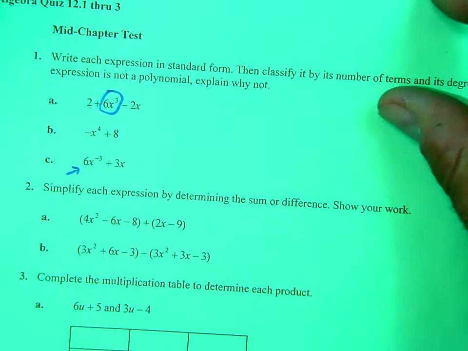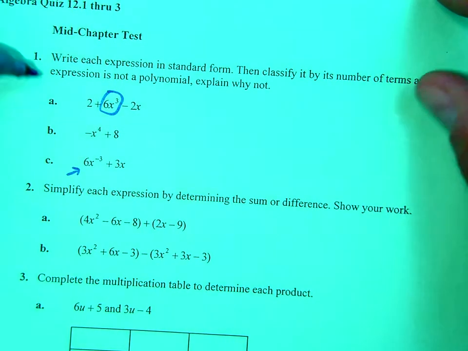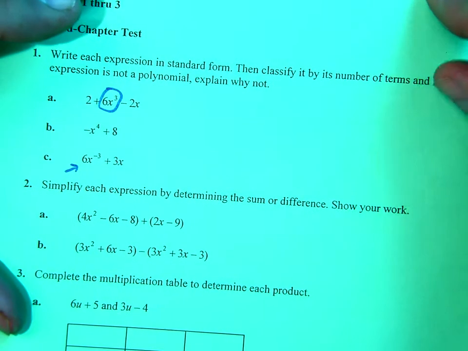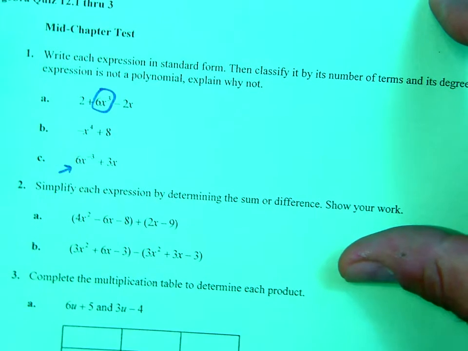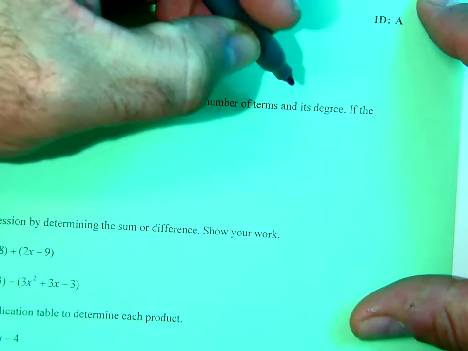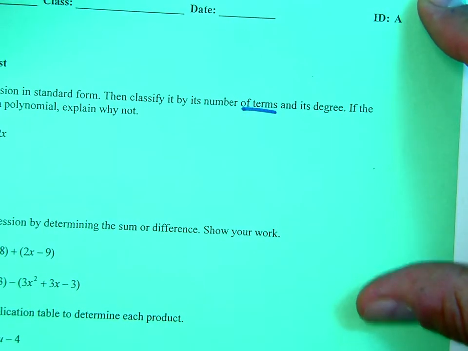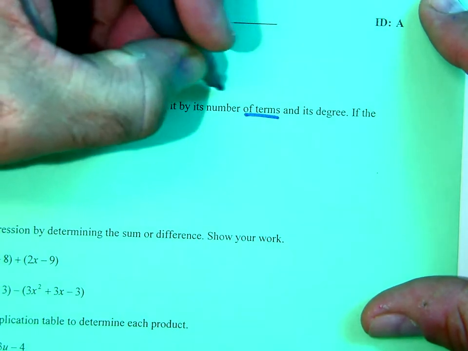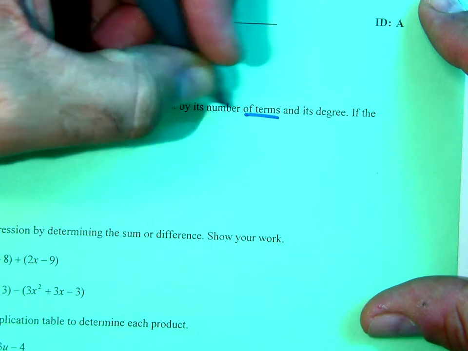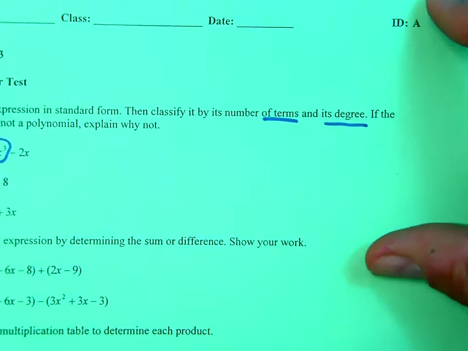So the key is that one of these is not a polynomial because the exponent is negative. And then you're supposed to tell me whether they are monomials, binomials, or trinomials. That's what it means by classify. So it should have been monomial, binomial, trinomial, polynomial. And then you're supposed to tell me the degree, which is the highest exponent.